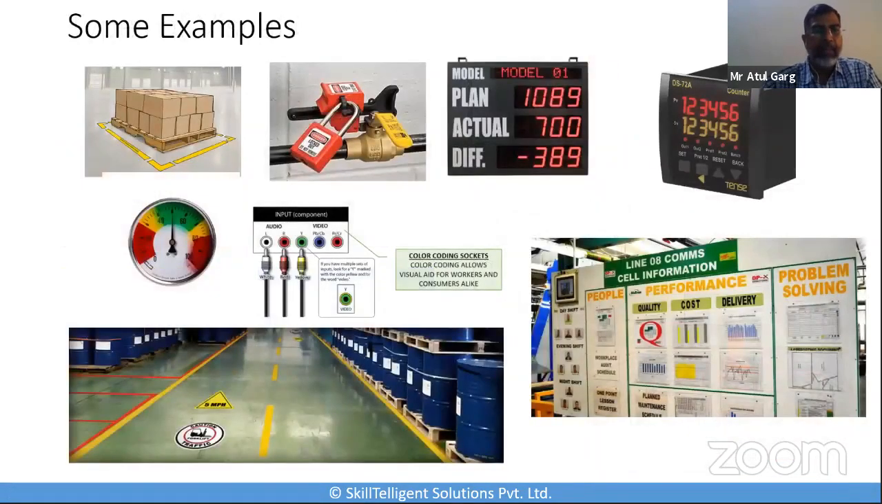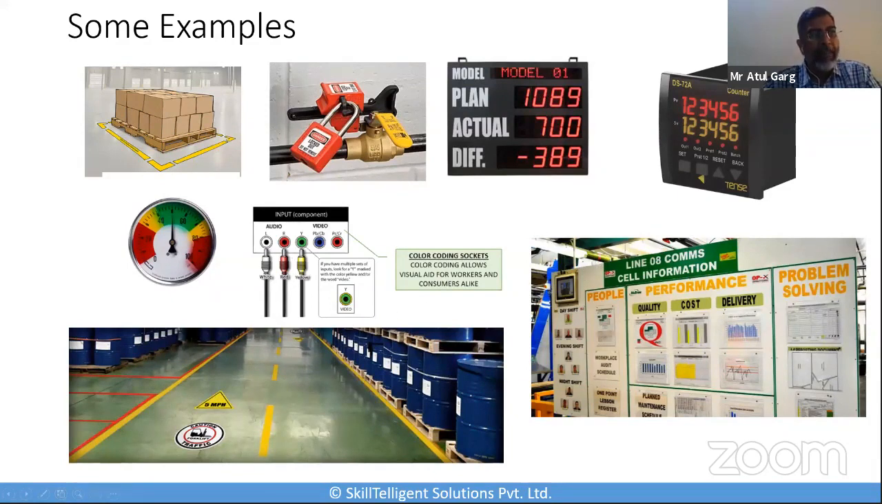Some examples here: in the first one, we have a storage location marked for a pallet, or a safety lockout system put in place on a valve during maintenance. There is a digital counter over here, which is telling you plan versus actual, and what is the difference in what is actually achieved. There are other types of digital counters, meters and gauges. This is color coded, which is telling you that the red pin will go only in the red plug, it cannot go elsewhere.